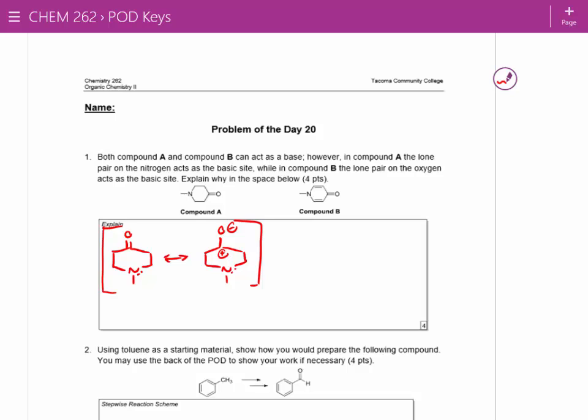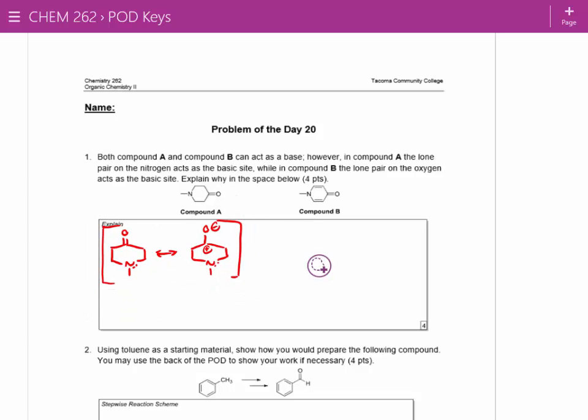In this case, it's going to be a better base than an oxygen lone pair, because we know oxygen's more electronegative, oxygen's okay having a negative charge on it. Nitrogen is less electronegative, making it a better electron donor. It's not going to hold electrons as tightly.